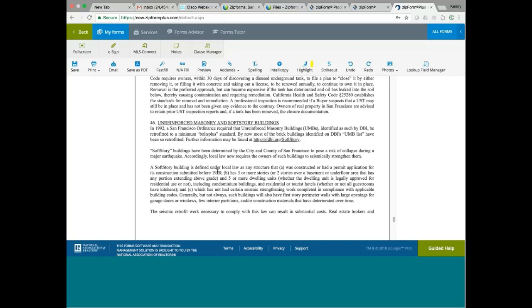And it must also have 3 or more stories for it to be considered a soft story building. So if it's like 2 stories tall, maybe it's not a soft story building. Okay? Just be aware of it. I guess the easiest way to find out if your building is soft story, just go to this website to check out. Punch in the address and you'll show whether your building is a soft story building. Okay?